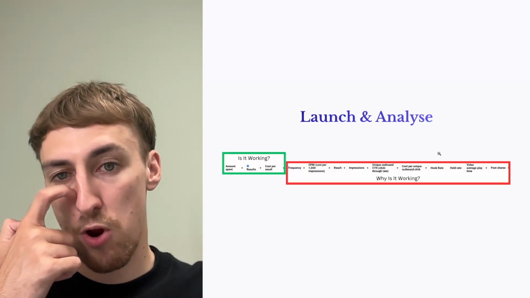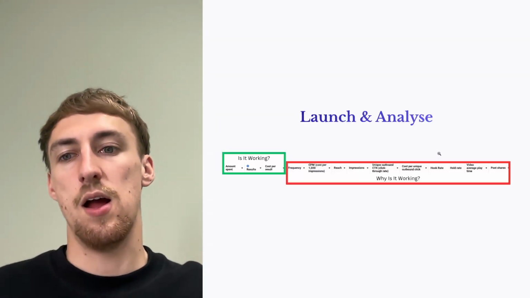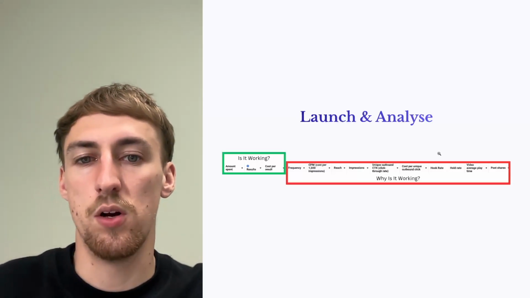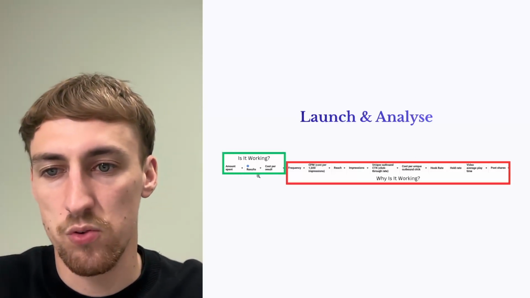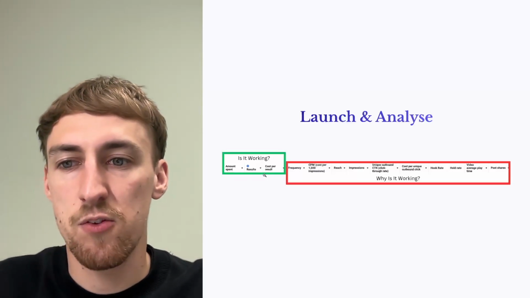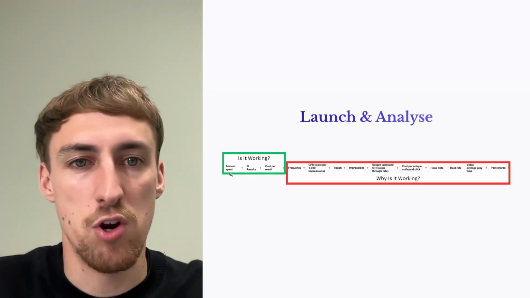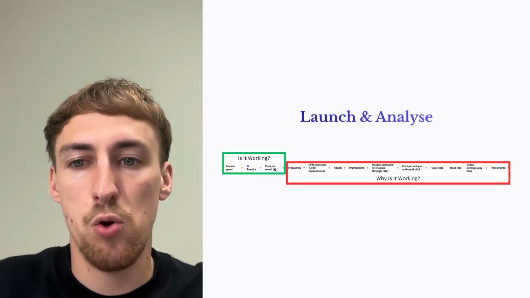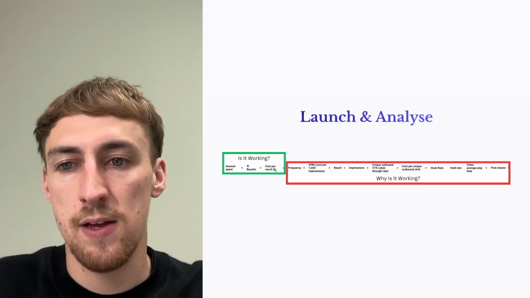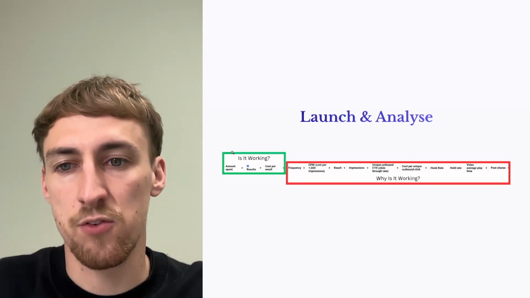So I like to break it up into two categories. I have, is it working, and why is it working? So inside is it working, we have amount spent, results, cost per result. Now Facebook will allocate spend to ads that are really good. You will be getting lots of results from ads that are really good. You will be getting a low cost per result for ads that are really good. So this box here is all that matters.